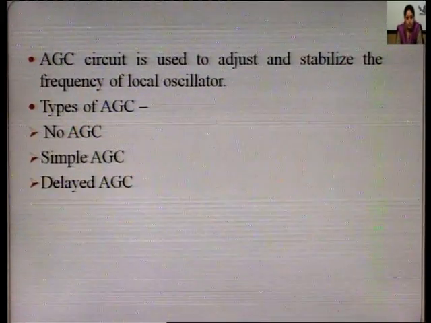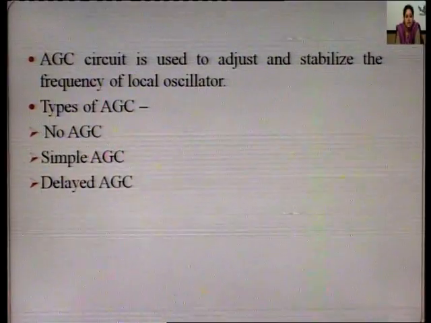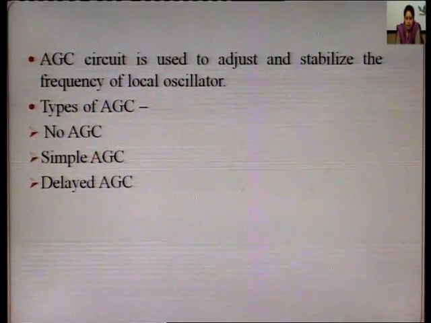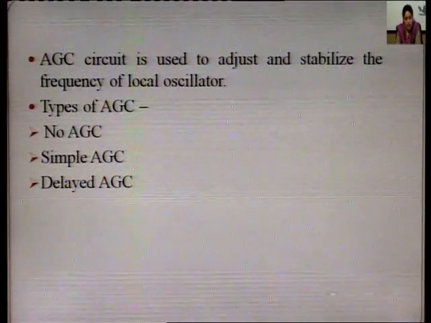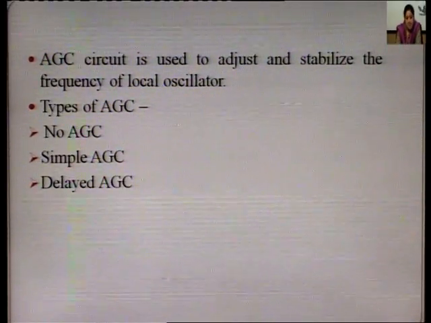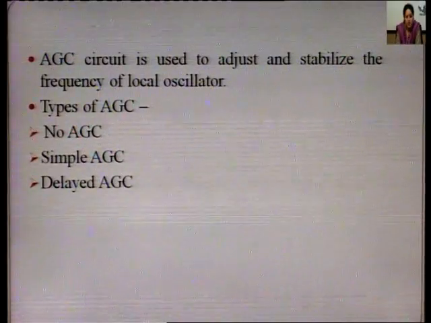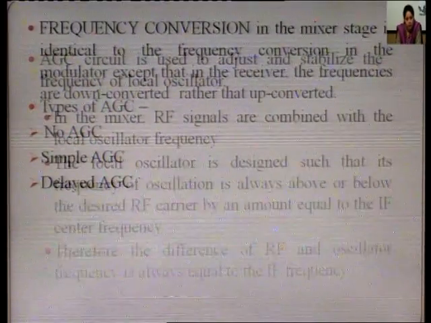output. AGC circuit is used to adjust and stabilize the frequency of the local oscillator, and the types of AGC are no AGC, simple AGC and delayed AGC. This AGC topic will be discussed in detail in your next EduSet lecture, Receivers 2.